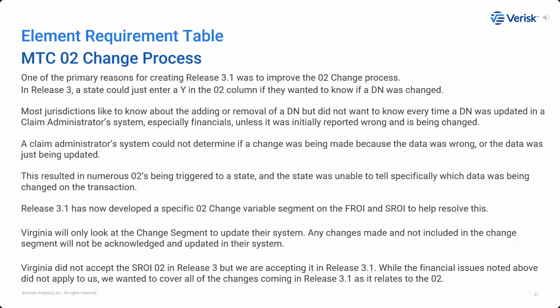A claim administrator system cannot determine if a change is being made because the data was wrong or the data was just being updated. This resulted in numerous O2s being triggered to the state, and the state was unable to tell specifically which data was being changed on the transaction. Release 3.1 has now developed a specific O2 change variable segment on the FROI and SROI to help resolve this issue. It is important to note that Virginia will only look at the change segment to update their system.